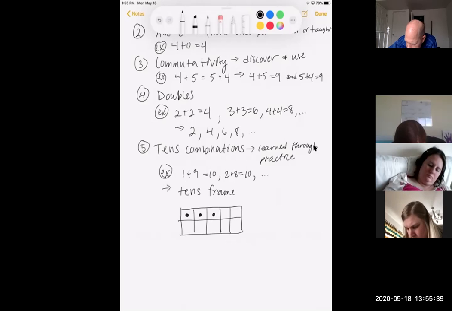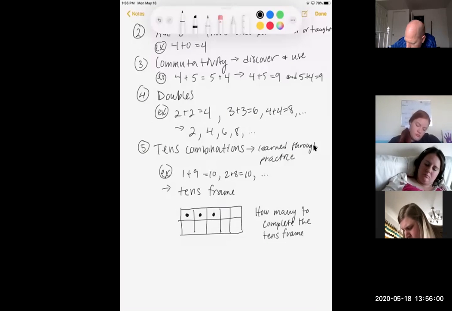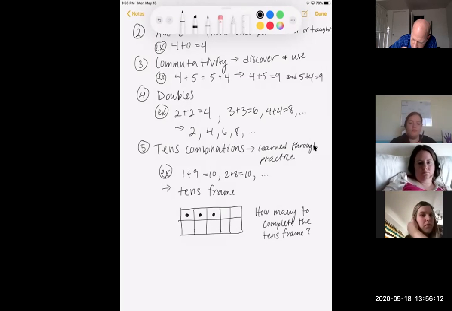You have to think about, okay, so how many to complete the tens frame? So they have to think about how many you need to fill up. That's the tens combination. Or you can think of it as a tens complement, whatever is left to fill in the tens frame.